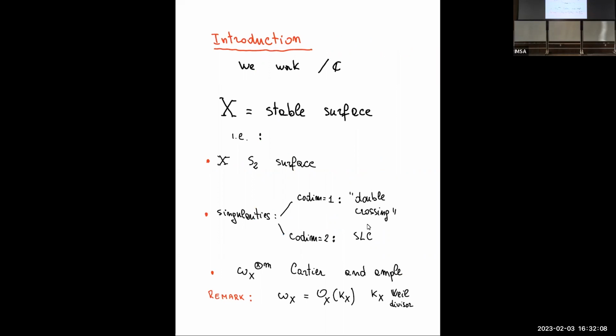So let me start. I'm going to talk about eye surfaces. Rita yesterday talked about the general picture. Today I'm going to talk about some special features of eye surfaces. So what is a stable surface? I recall it is a surface with some singularities, which in dimension 1 are double crossing essentially, and in dimension 2 are semi-local. And moreover, we ask the canonical sheaf to be Q-Cartier and ample.